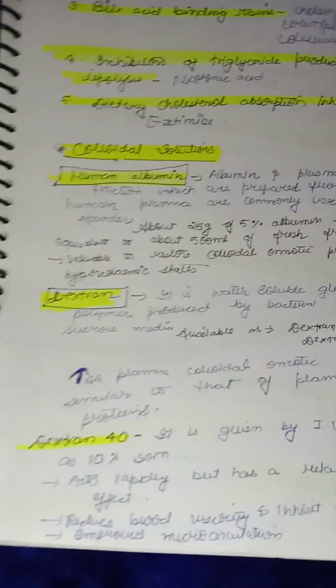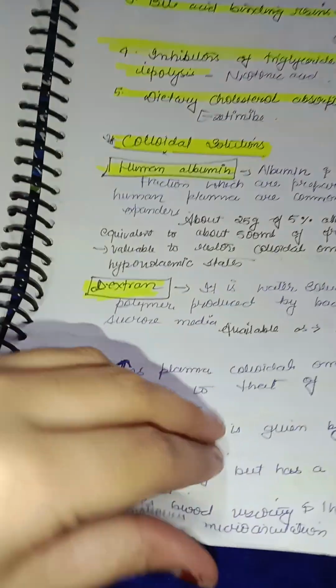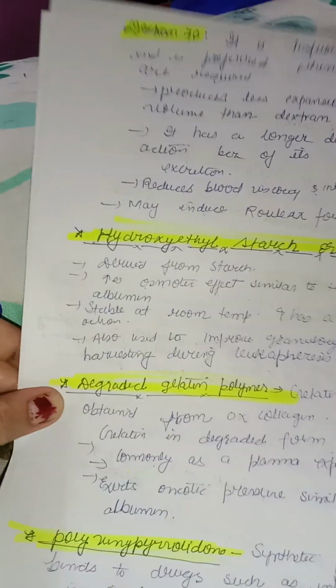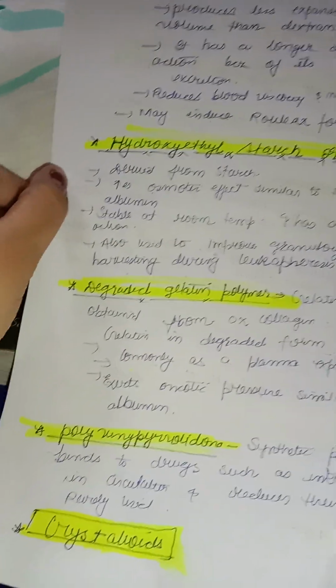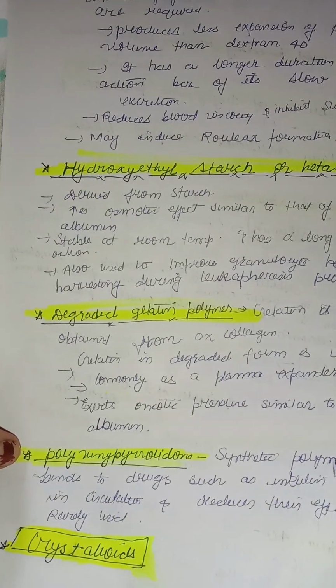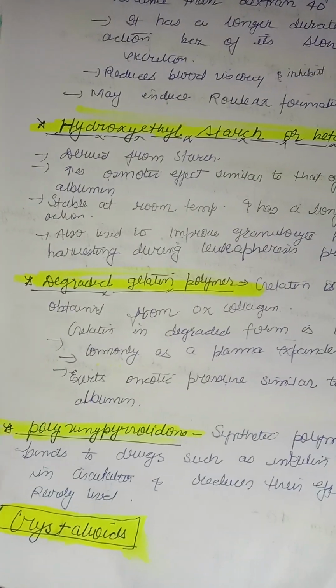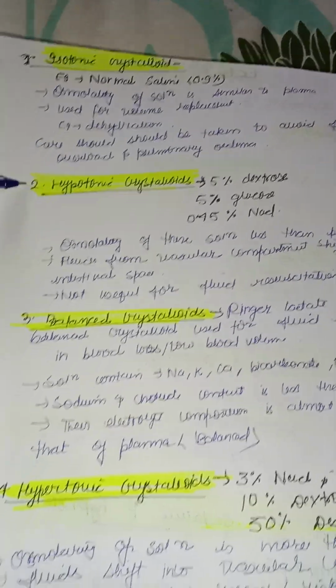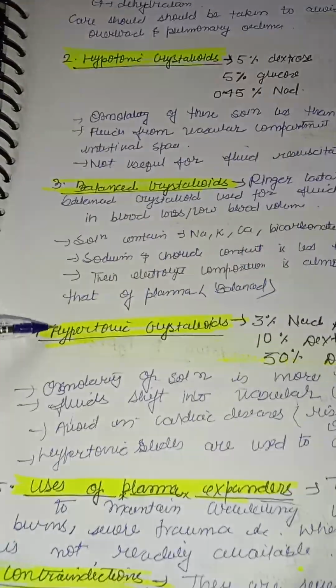Then we have colloidal solutions like human albumin, dextran. In dextran there is dextran 40 and dextran 70. Then we have hydroxyethyl starch and hetastarch. Then we have degraded gelatin polymers. Then we have polyvinyl pyrrolidone and crystalloids. In crystalloids also we have isotonic crystalloids, hypotonic crystalloids, balanced crystalloids, and hypertonic crystalloids.